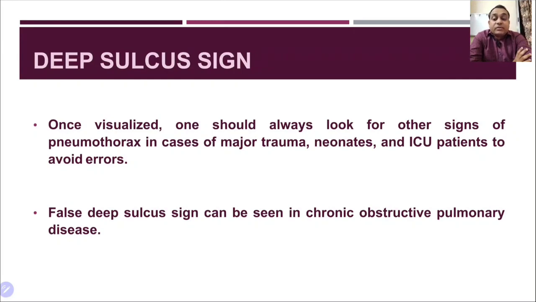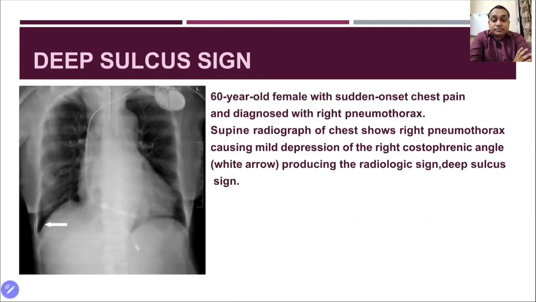And sometimes the deep sulcus sign can be seen in a patient with chronic obstructive pulmonary disease because of the air trapping, hyperlucency and hyperinflation of the lungs. So always look for the other causes or other signs of pneumothorax, like major trauma, neonates and ICU patients, and also to avoid errors, it is important to rule out chronic obstructive pulmonary disease.